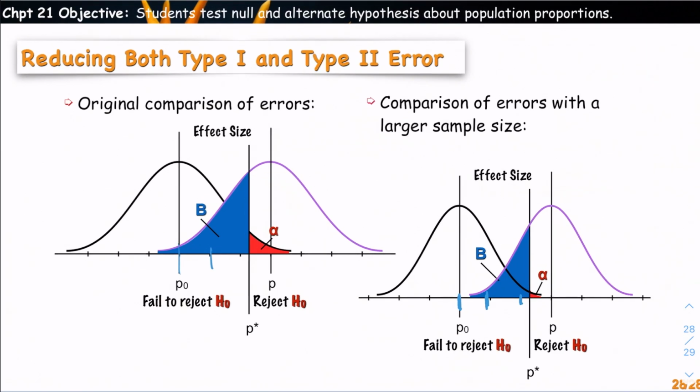So the key thing is to be able to identify what a type 1 error and a type 2 error are. And then how do we reduce both a type 1 and type 2? Increase the sample size.